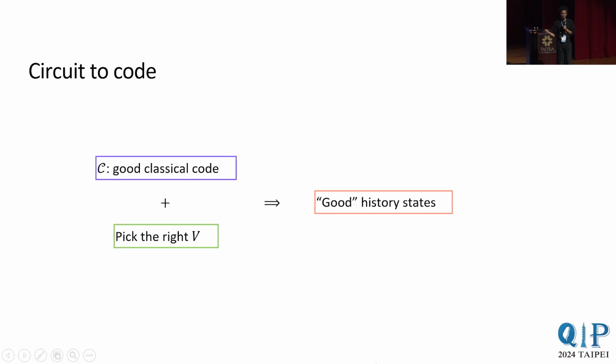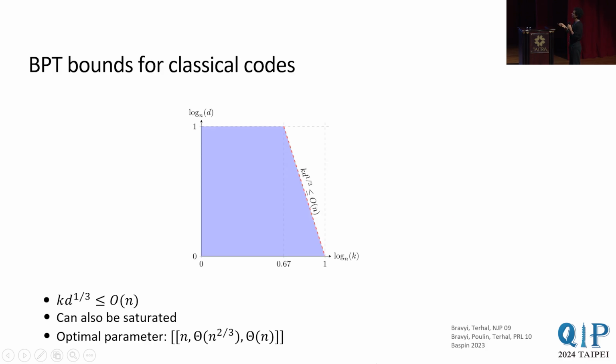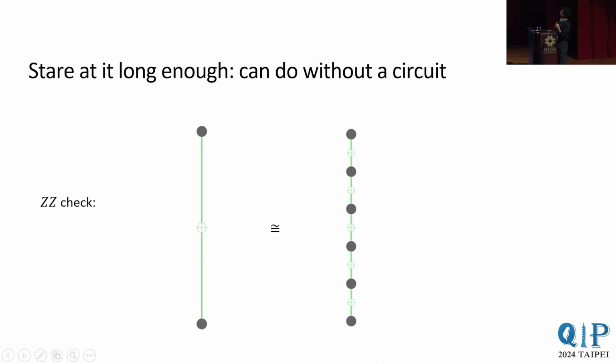The punchline of this construction is that if you start with the input code being a good classical code and you pick the right circuit, then you get some good history states. And these good history states allow you to saturate the BPT bound for classical codes. There exists a BPT bound for classical codes in 3D. It can also be saturated, and you can read a bit more about these in these works.